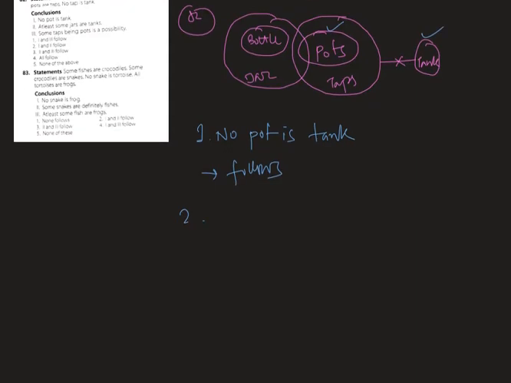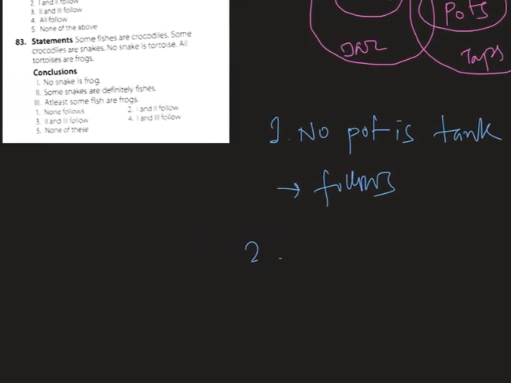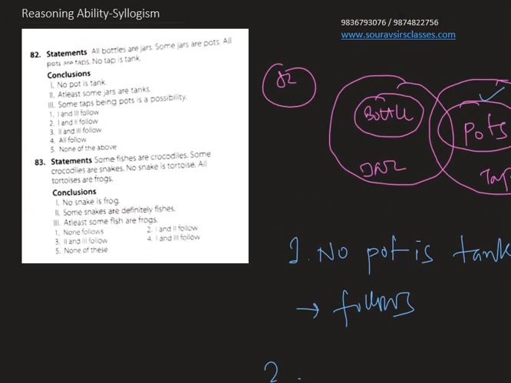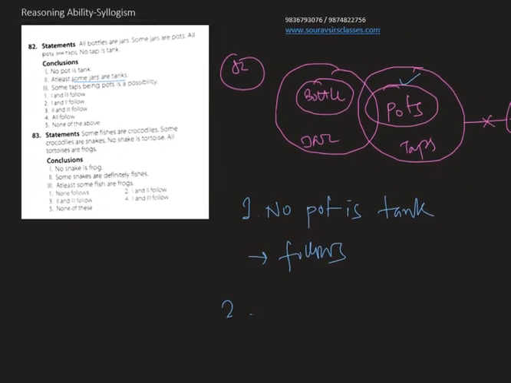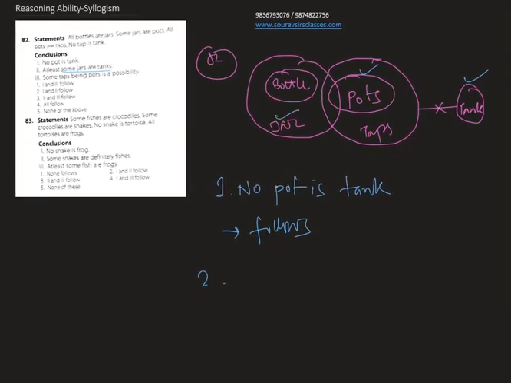Now let's see the second conclusion. The second conclusion is: at least some jars are tanks. This is the jar set and this is the tank set, and there is no relation between them. Therefore, at least some jars are tanks is a false statement, so conclusion 2 doesn't follow.